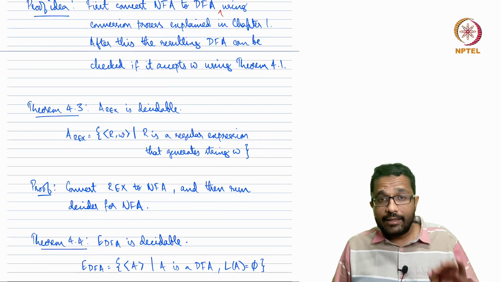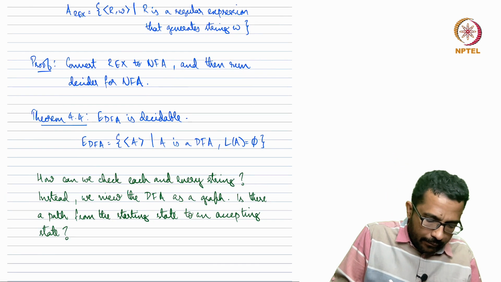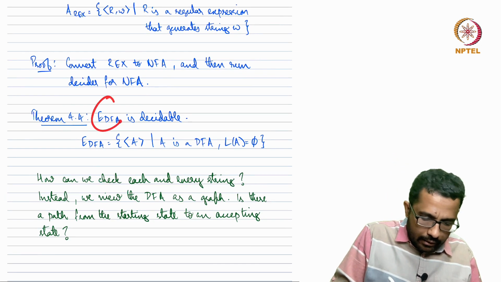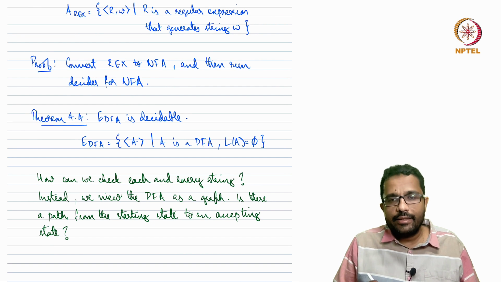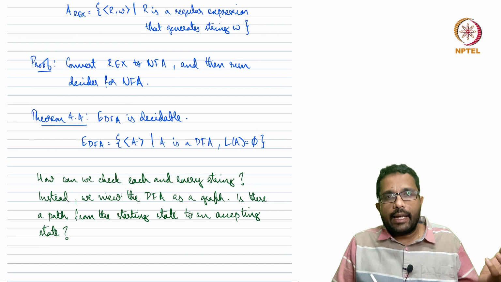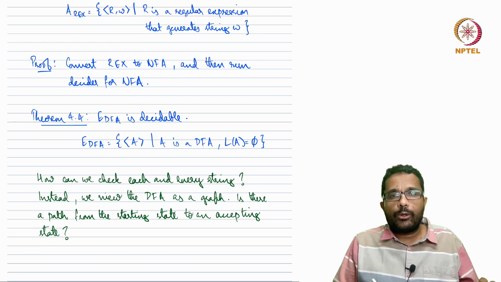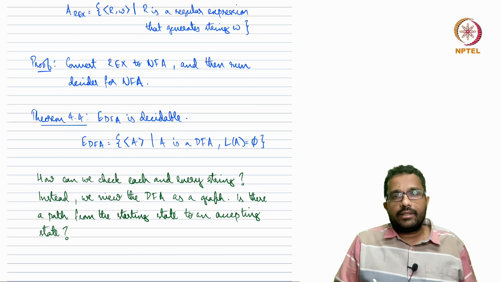Now after the three acceptance problems, we'll see a slightly different problem called E-DFA. What is E-DFA? Given a description of a DFA, we are asked whether this DFA accepts any string, or in other words, is the language accepted by this DFA the empty language? So we want to check whether there is even one string that it accepts.